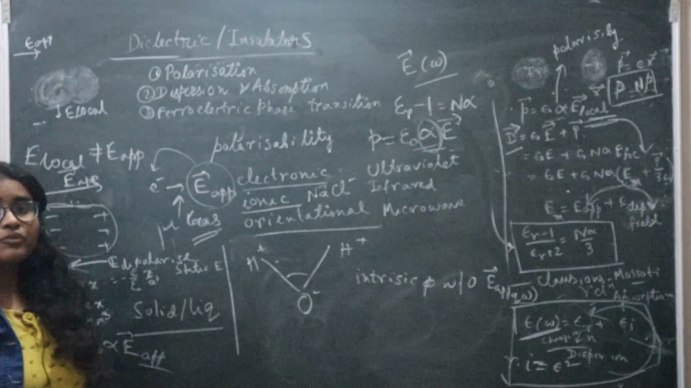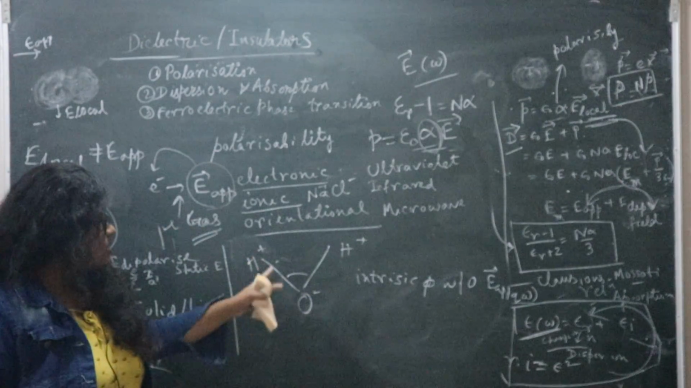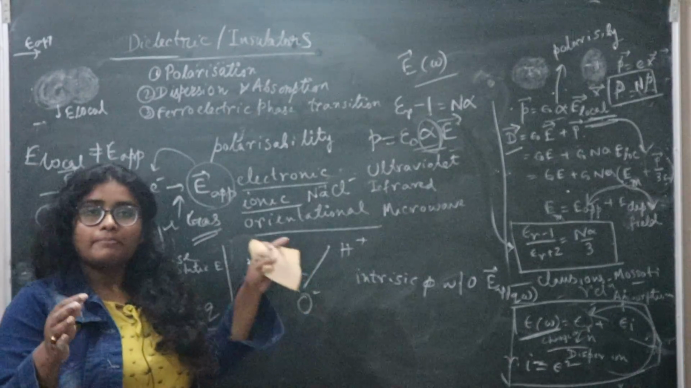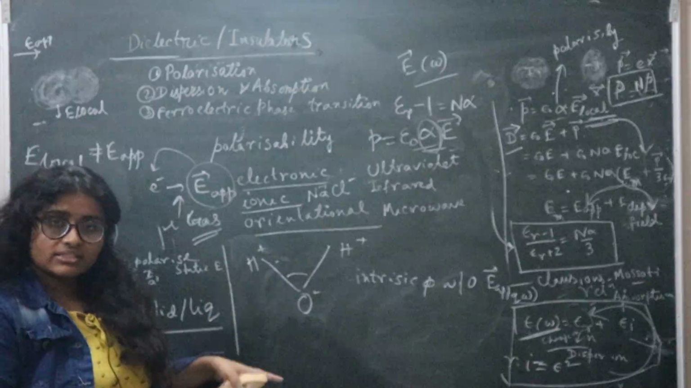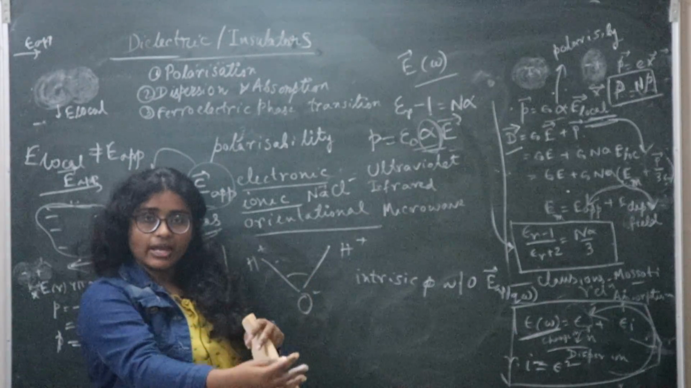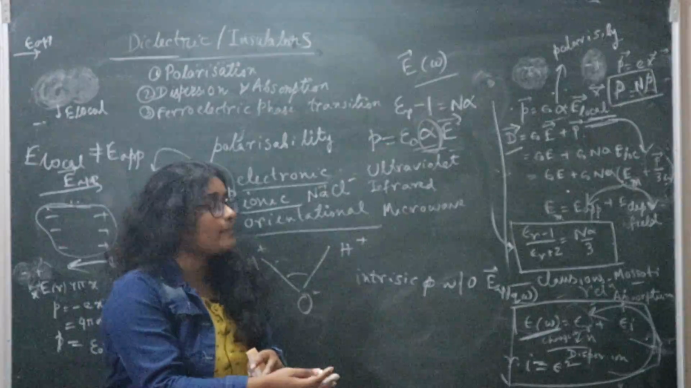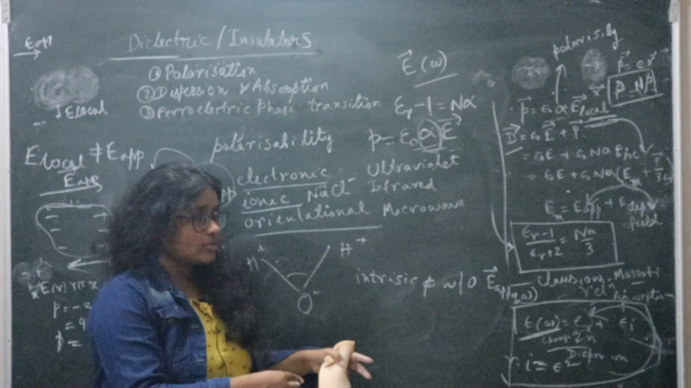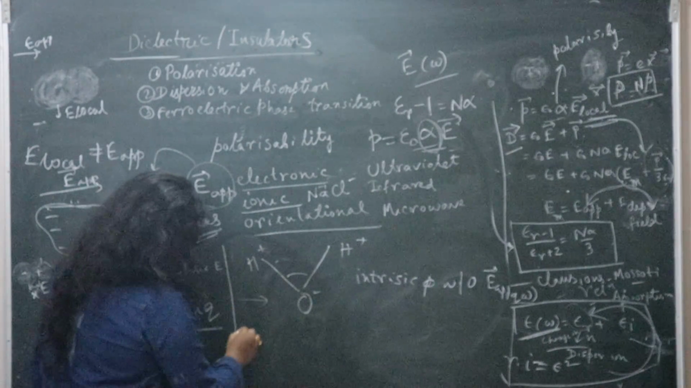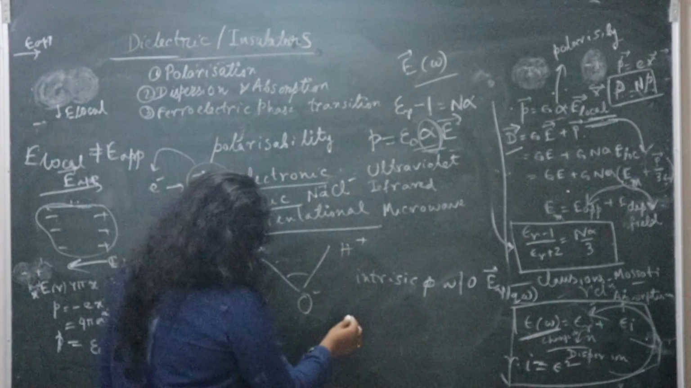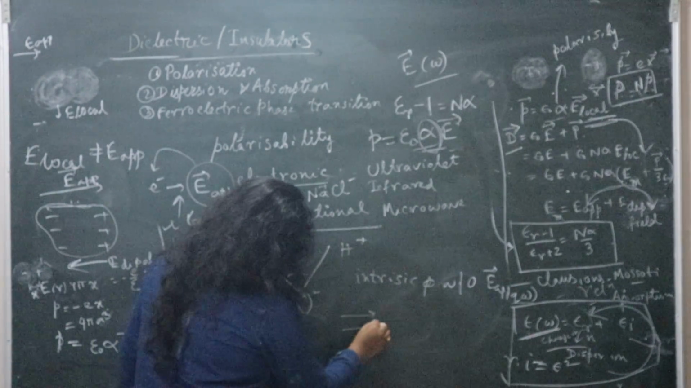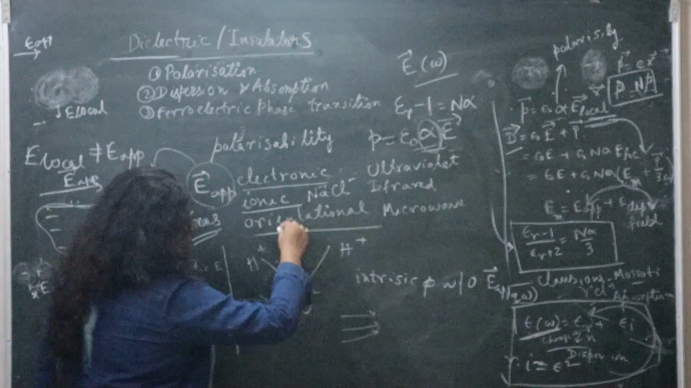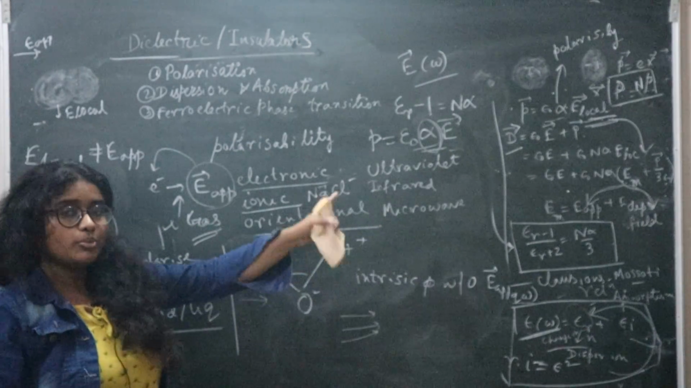So what happens when you apply an electric field to these polar molecules? Whenever you apply an electric field, the dipoles will try to orient along the externally applied electric field to enhance the polarization. So whenever you apply an electric field to a polar molecule, the dipoles will be oriented along the electric field. This is called the orientational polarizability. It will contribute to the polarization.